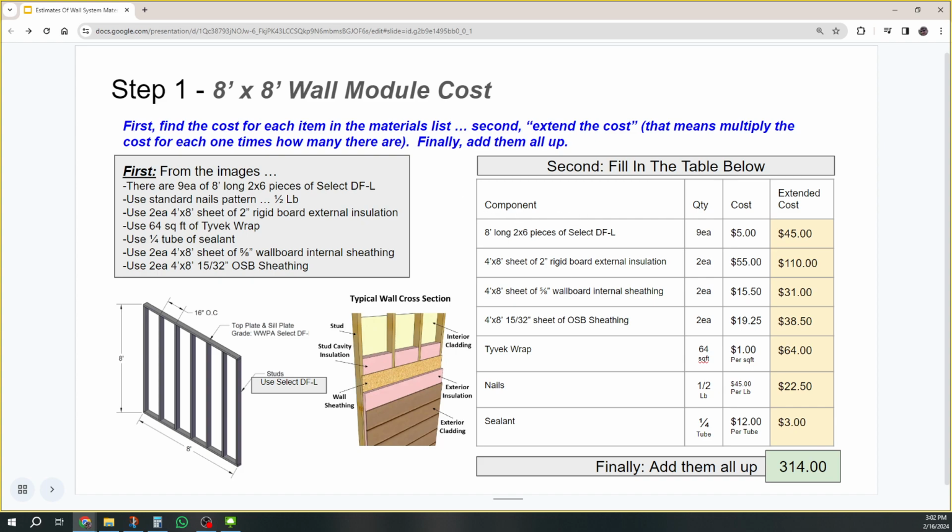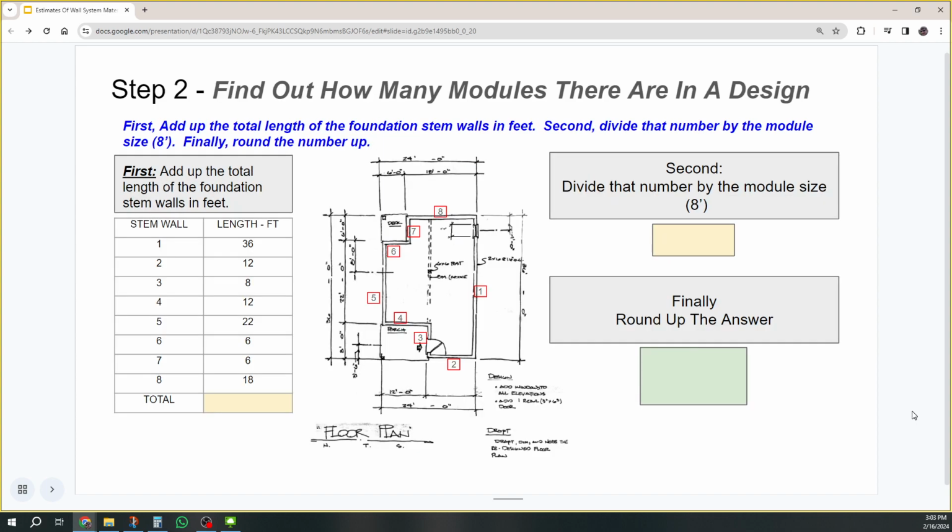Now, every wall module will be a little bit different. Not a lot different, but your cost changes on a daily or weekly basis. So we're going to give you lots of opportunities to figure those out. So that's figuring out a wall module cost, and I'm going to stop the video here and make a new video in a moment for how to figure out how many modules there are in a design.